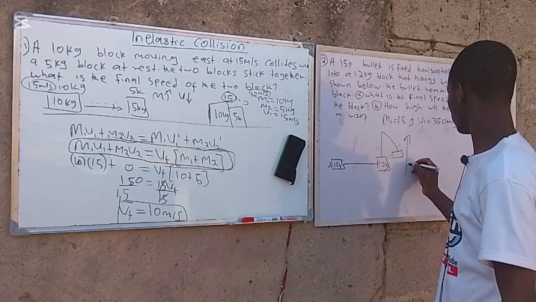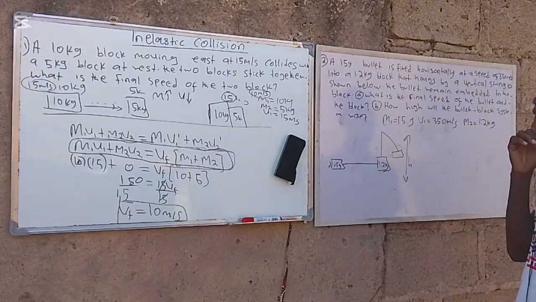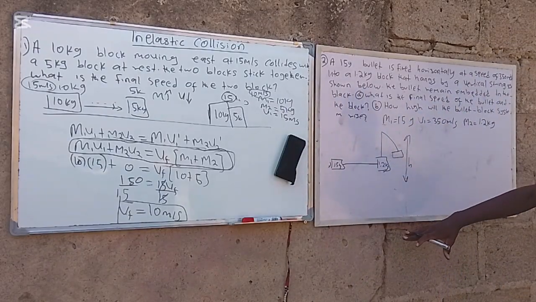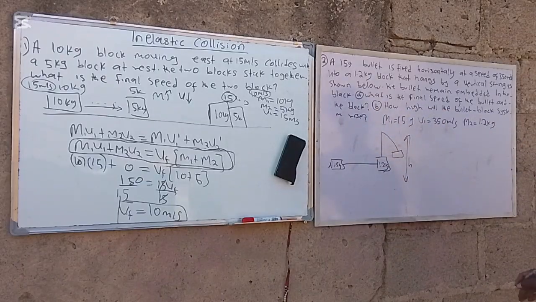Let's say this is the height. The bullet remains embedded in the block. So what is the final speed?